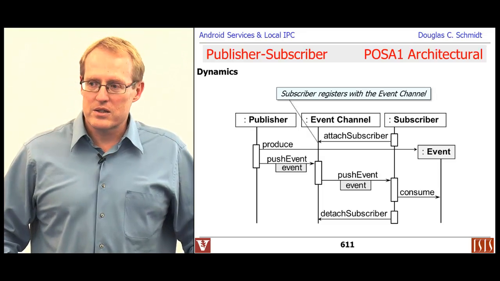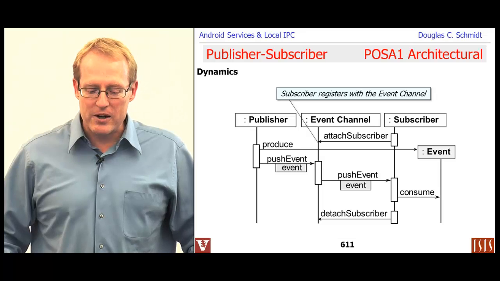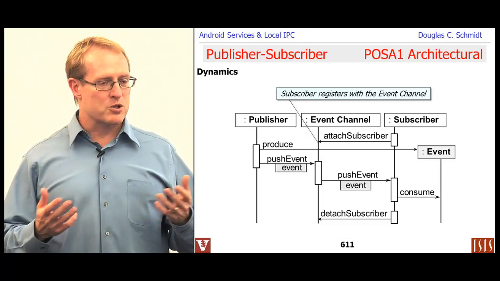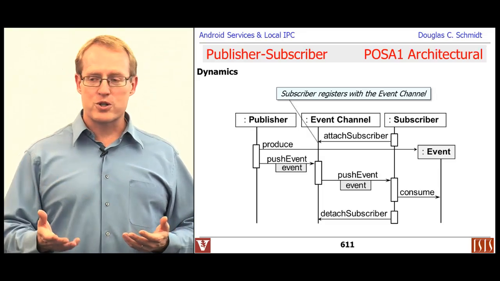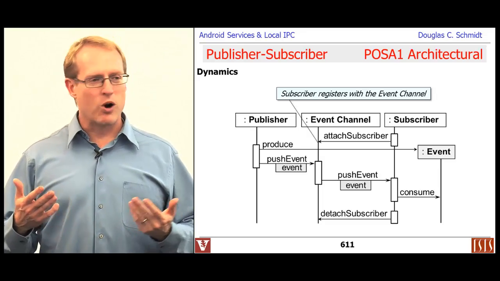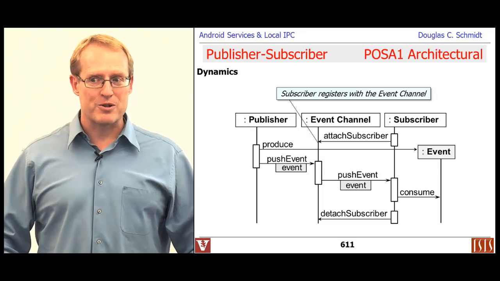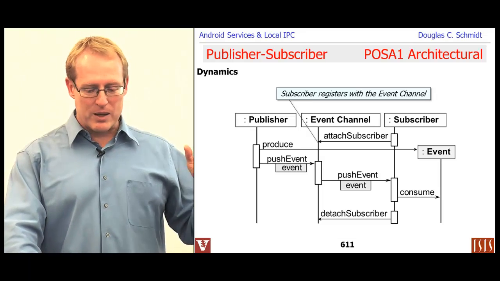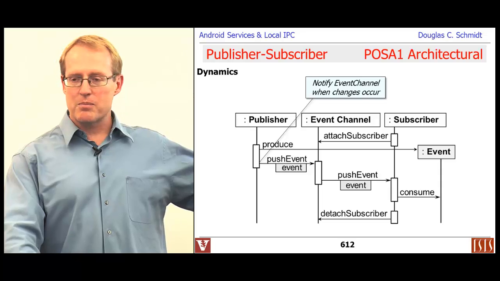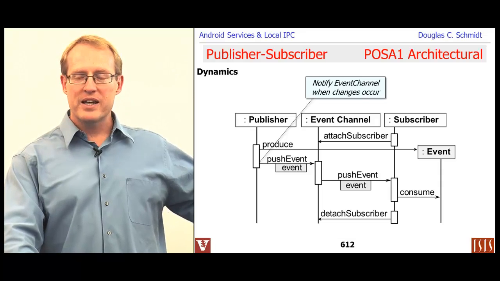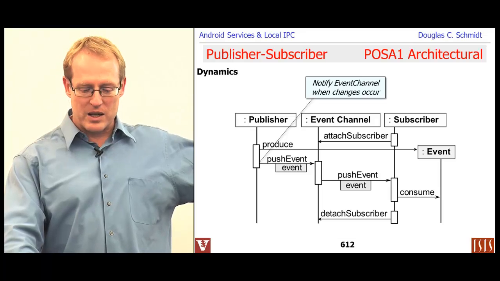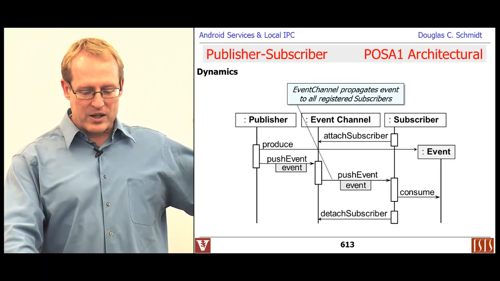Here's a quick summary of the dynamic interactions in this pattern. It starts out by having the subscribers register with the event channel. Some systems require the publishers to register as well, but that's more optional. It's almost always the case subscribers register. And the event channel keeps track of that stuff. When the publisher detects something that's changed that it thinks others may be interested in, it then goes ahead and notifies. It publishes the event. That goes to the event channel.